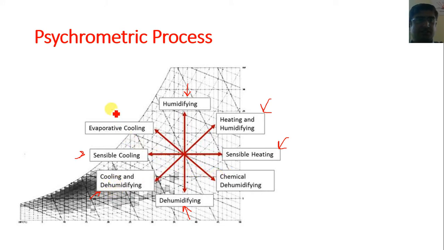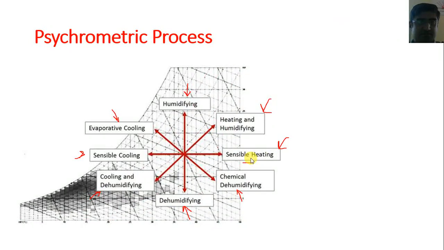And here is the seventh process, which is the evaporative cooling, or you can say it is the cooling and humidification process. And here is the heating and dehumidification process, or you can say it is also shown as the chemical dehumidification process. So here all are the various types of psychrometric processes. So first of all, let's understand what is the sensible heating.